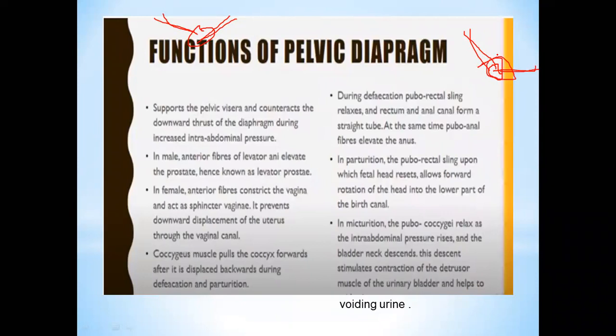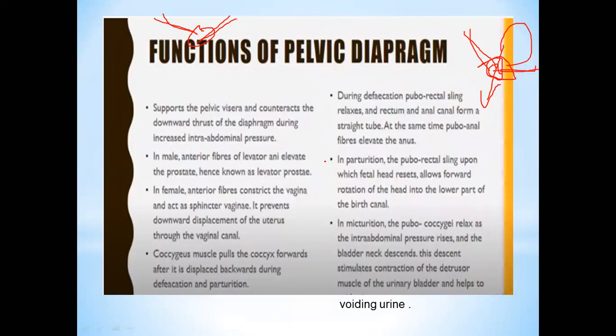It can contract, it can enlarge, and once it is contracted, it will prevent the downward displacement. Here is the placement of the uterus. Because this opening is closed, the uterus will not be able to come downward, because if the uterus comes down, it becomes a prolapse of the uterus. So the pelvic diaphragm has a very important role in supporting the pelvic viscera.